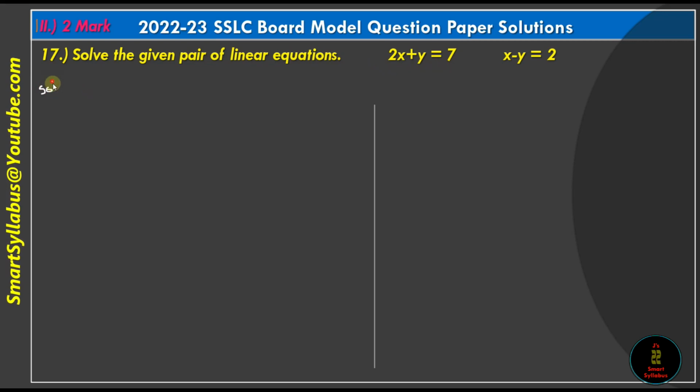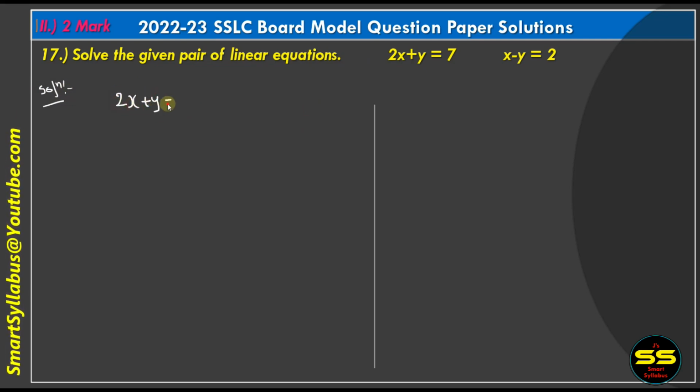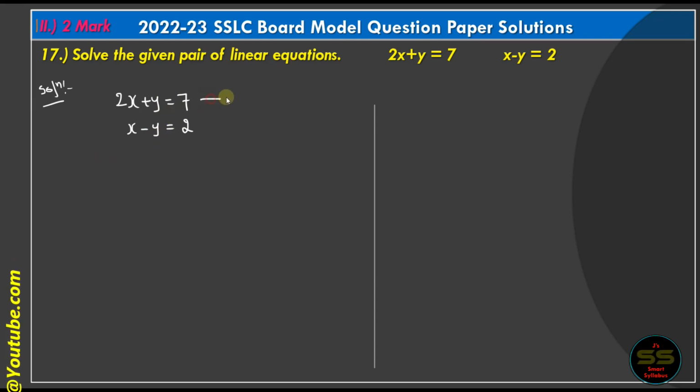Solution. First copy the given equations. The first one is 2x plus y is equal to 7, and the second one is x minus y is equal to 2. As you can see, this is plus y and this is minus y. It means by adding these 2 equations, we can get the value of x. Therefore, we call this equation 1 and this equation 2.